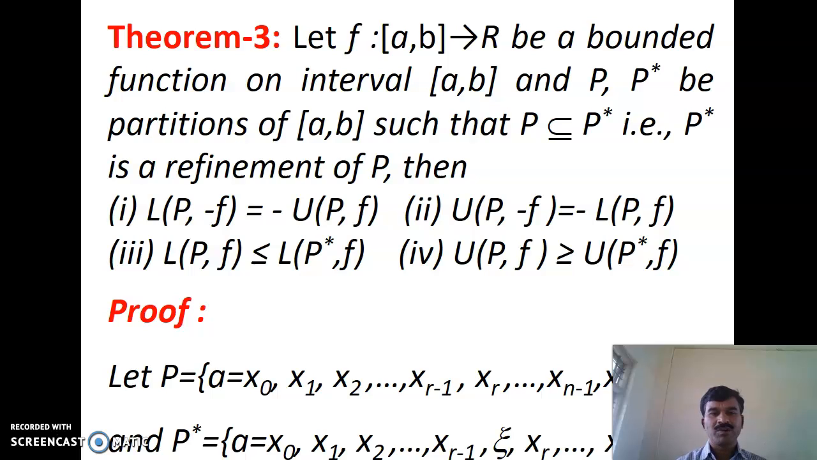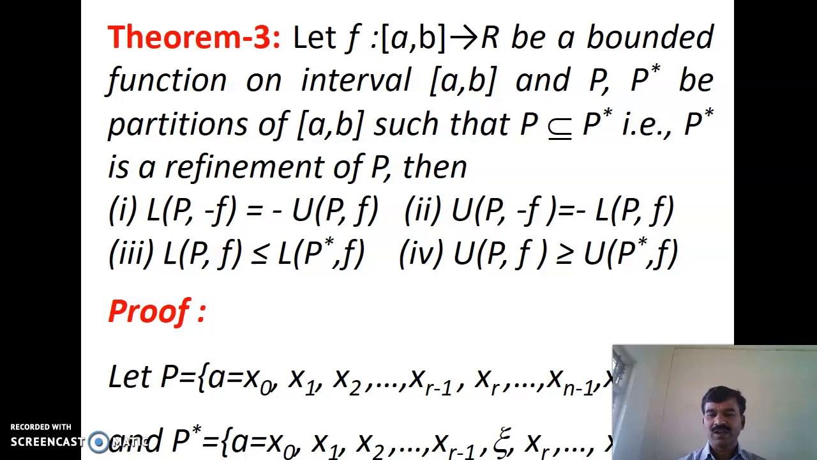The lower sum of the negative function is always equal to the negative of the upper sum, and the upper sum of the negative function is also the negative of the lower sum. And also we have the relation that L_P of f is less than or equal to L_P star of f, and U_P of f is greater than or equal to U_P star of f. Let us see the proof of this.